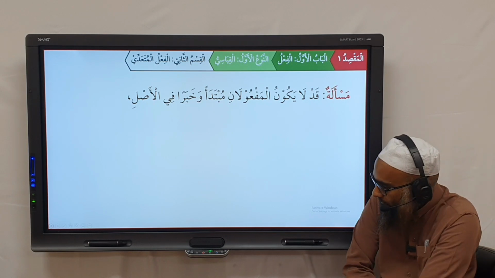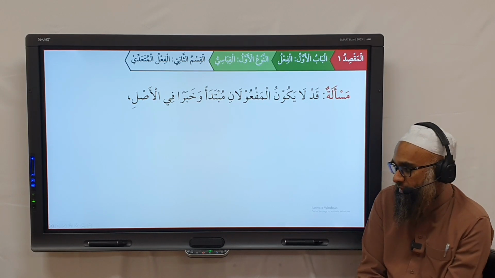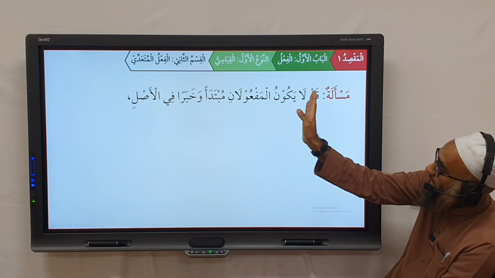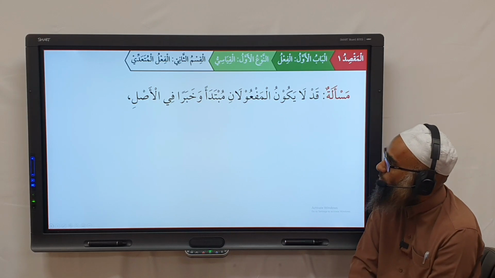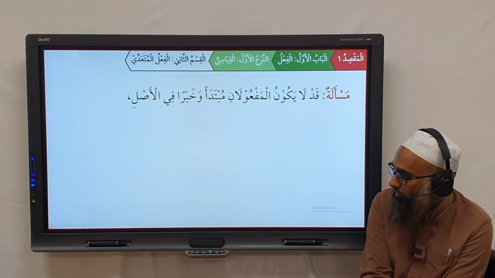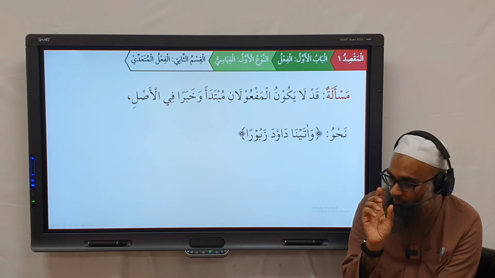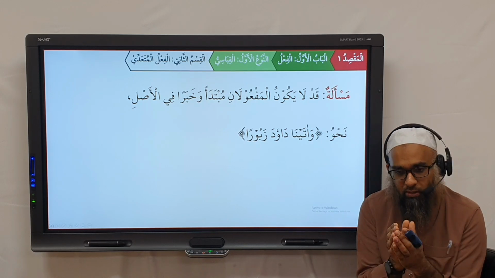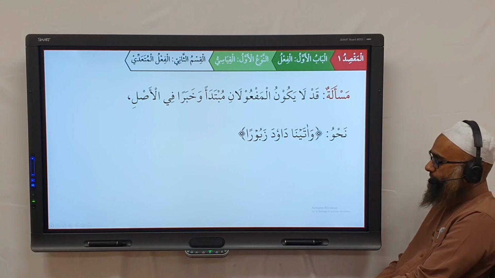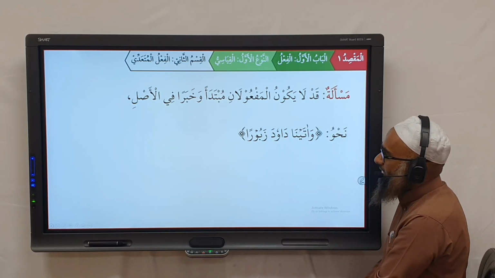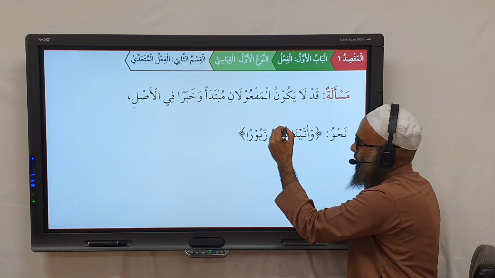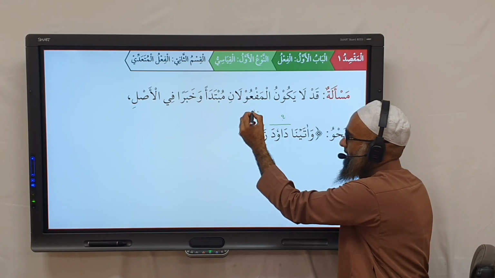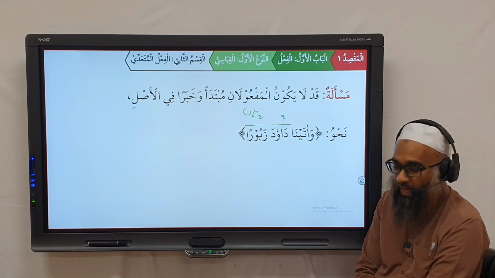Right. Now here, look at it here. Let's look at the text. Qad, what does qad mean? When qad comes on the fi'l mudari', it means sometimes. So qad la yakunu al-maf'ulani mubtada'an wa khabaran fil asli. Sometimes the maf'ul, both maf'uls, the maf'ul bihi awwal and maf'ul bihi thani, were not mubtada and khabar in origin. For example, look here. If I said, Atayna Dawood Zabura, this example here. So, Dawood is maf'ul bihi awwal, and Zabura is maf'ul bihi thani.